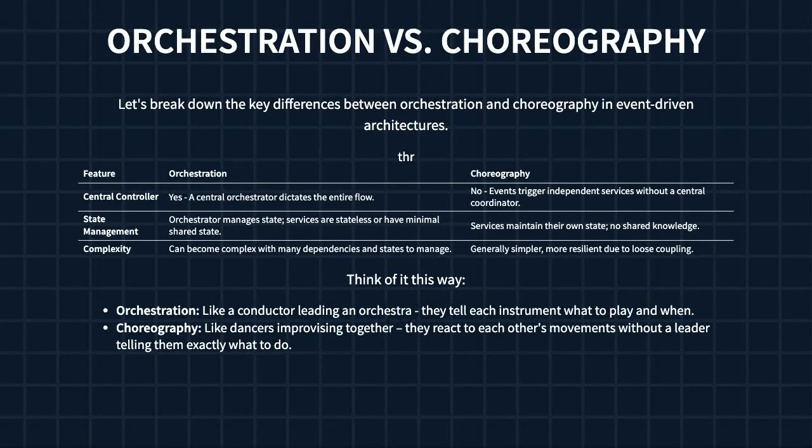Okay, so let's talk about orchestration versus choreography in event-driven systems. Think of orchestration as having a conductor leading an orchestra. There's one central entity, the orchestrator, that tells all the other parts what to do and when. This is great for structured processes but can become complex if you have lots of steps and dependencies. On the other hand, choreography is like a group of dancers who are improvising together. Each dancer responds to the actions of others without needing someone to tell them exactly what to do. It's inherently simpler and more resilient because there isn't a single point of failure or control.